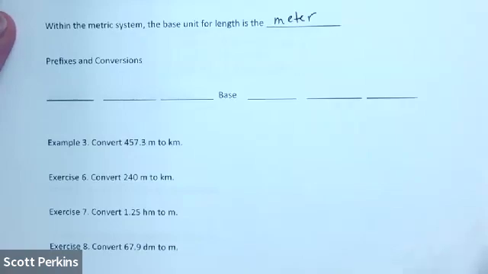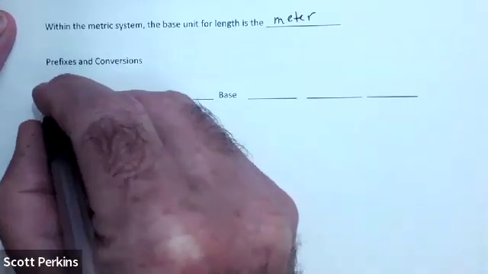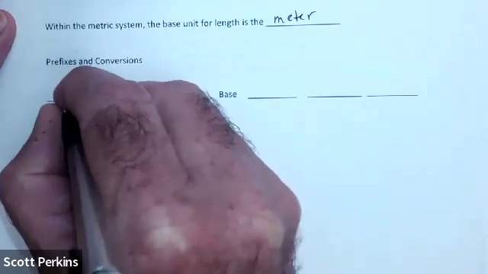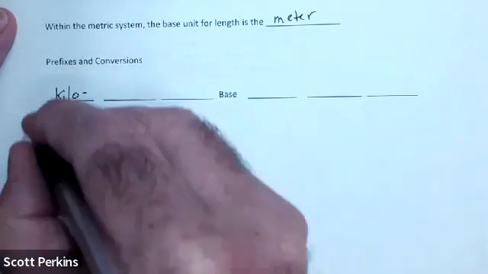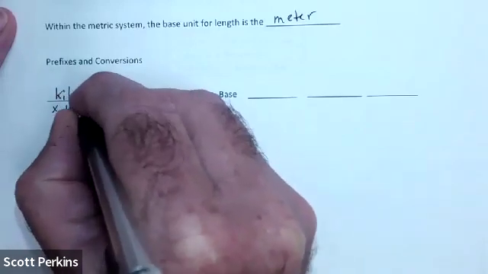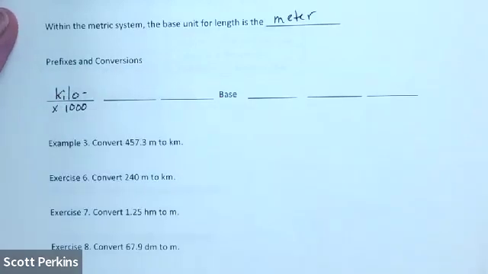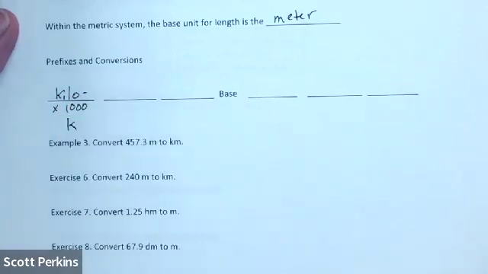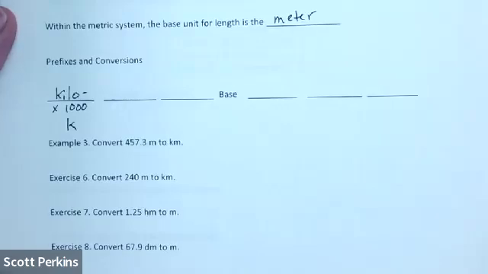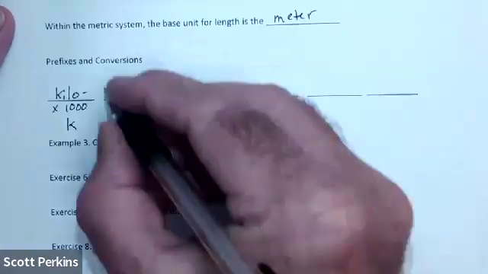Here are the most common prefixes in the metric system. We're going to start over here on the left. This is called kilo. That's the prefix, and what kilo means is times 1,000. 1,000 of something. The abbreviation for kilo is just K. Again, the metric system for the most part is super straightforward. The next prefix is called hecto.